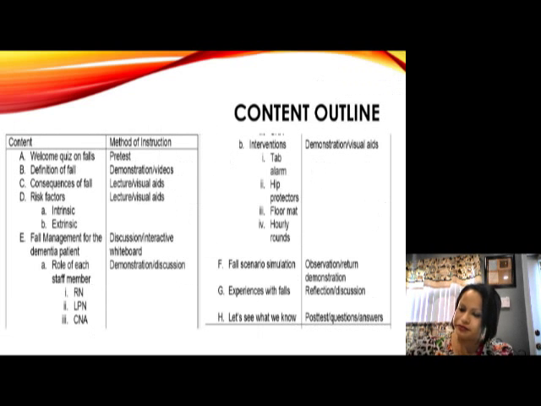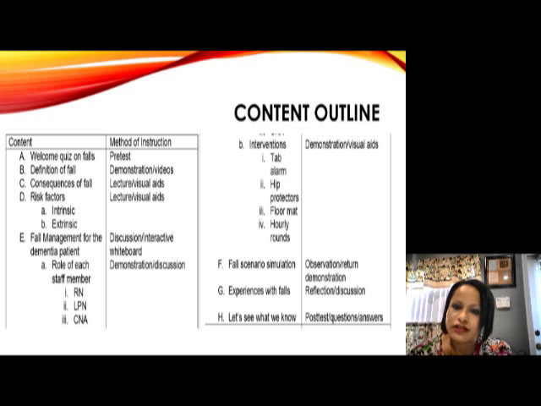So the content. There'll be a welcome quiz in the beginning. Then the definition of falls, which will have lecture and visual aids with the risk factors. Then the management of the dementia patient with discussion and the interactive whiteboard, which will be explaining the role of each staff member, the RN, the LPN, and the CNA. And then there'll be the interventions that will be used in fall prevention. We'll be talking about tab alarms, the hip protectors, floor mats, and then the hourly rounding.